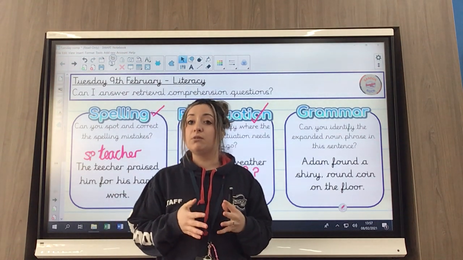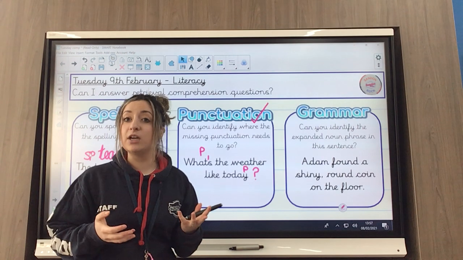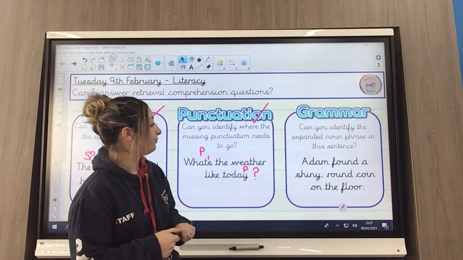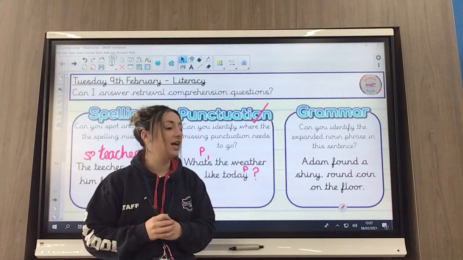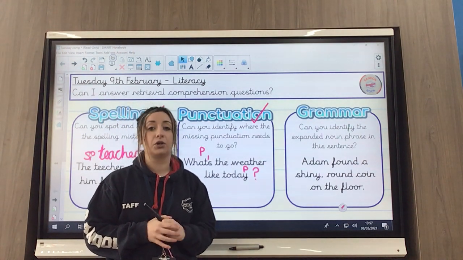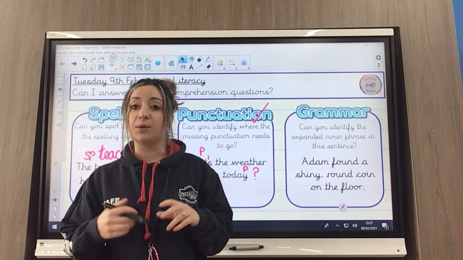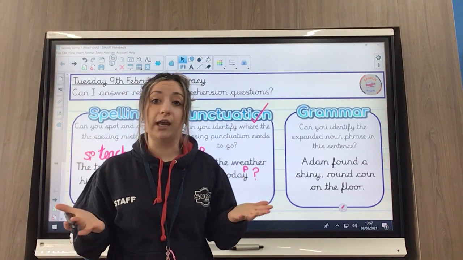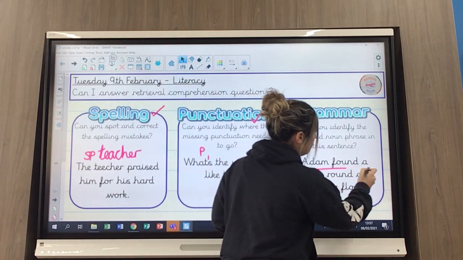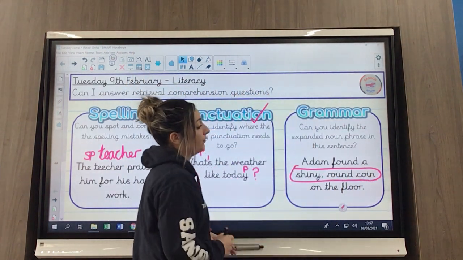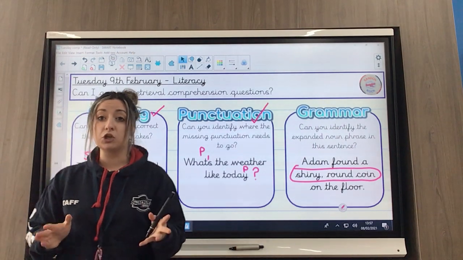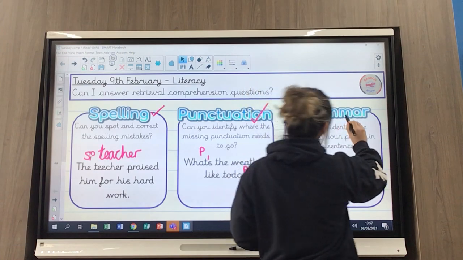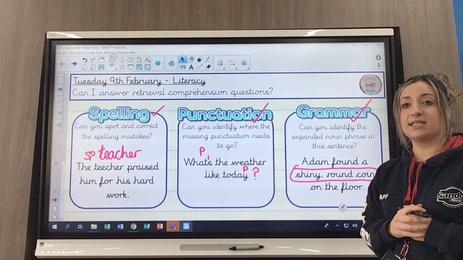So hopefully you will notice that we are describing a coin. So a coin is my noun. What are the 2 adjectives that describe the coin? Adam found a shiny round coin. So shiny and round are my 2 adjectives, and I'm describing what? I'm describing the coin, aren't I? So shiny round coin is my expanded noun phrase in that sentence. So well done if you spotted that much earlier than what we have on the video. So well done. So we've finished our starter for today.